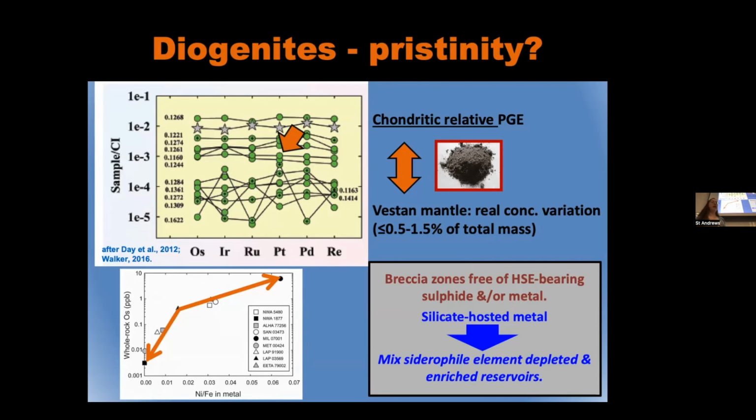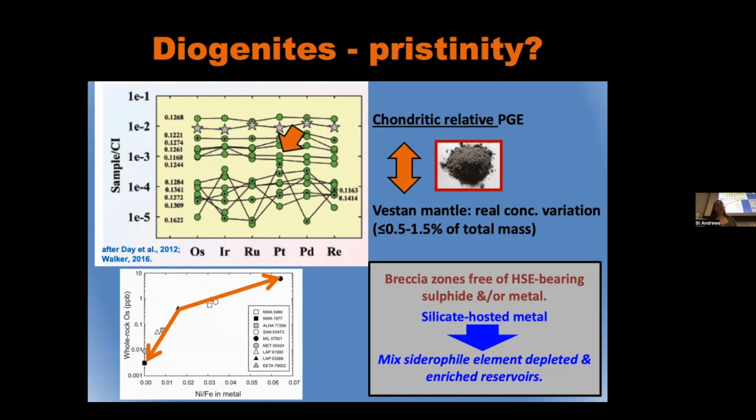By looking at slices of sections of the diogenites, it's been inferred that the breccia zones within them are free of highly siderophile element-bearing sulfides and metals, and that probably those highly siderophile elements might be hosted within inclusions within the silicates, but those inclusions in themselves have a range of nickel and iron, for example, in the metal. So there are different ways of interpreting that. So it's a broad indication of whether we have a chondrite contamination or not in the sample.